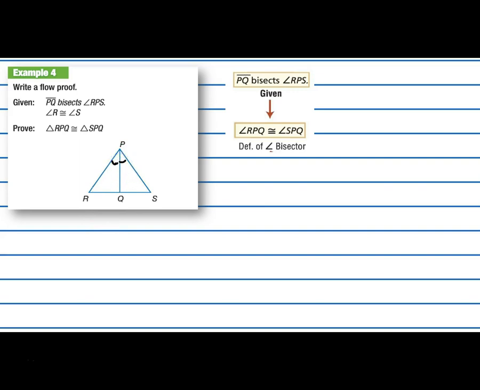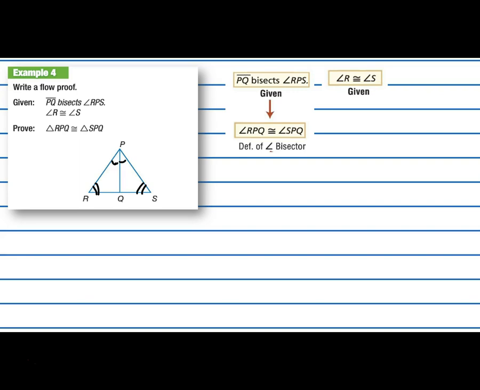Then, after I can't go any farther with that, I go to my second given, which is angle R is congruent to angle S. So here I'm just going to mark it, 1, 2, has to be different from these ones. Can't do anything else with that. I wasn't given much information.